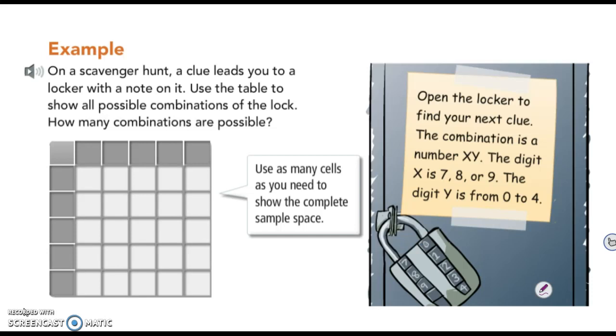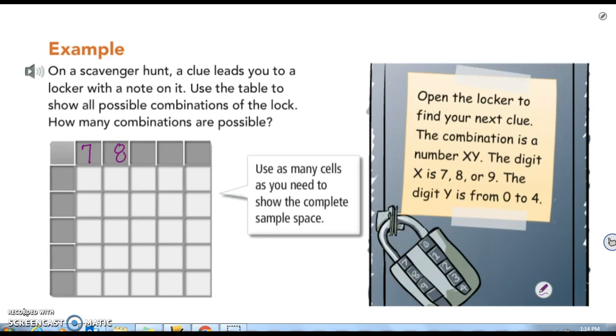Since we're using XY within our table, we're going to put the X at the top of our table, and our X options are 7, 8, and 9. Our Y options are going to go to the side of our table, and our Y options are 0, 1, 2, 3, and 4. Now we're going to write all of our possible outcomes within our table. So we start with our X number, which can be 7, 8, or 9.